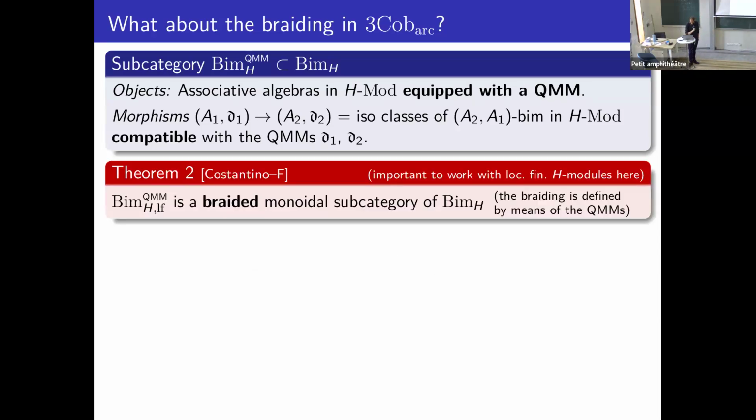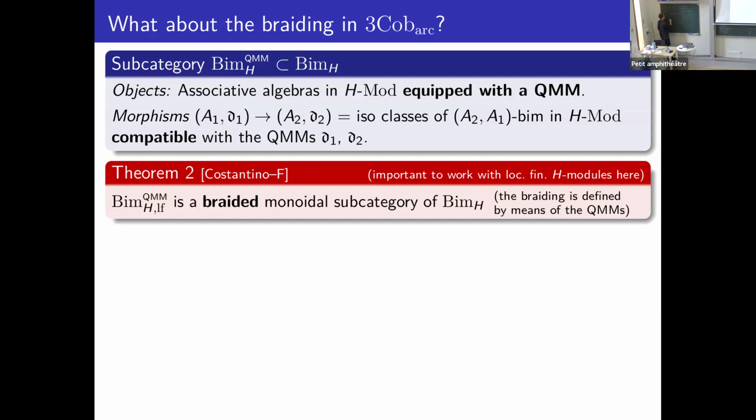And what we proved is that this subcategory is braided because you can use these quantum moment maps to define a braiding. So now you have to remember that the braiding here will be bimodules. Okay, so what does it mean? It means that you have a bimodule which has to be a morphism in the category BIM. Okay, in the category of bimodules, you want morphisms like this.